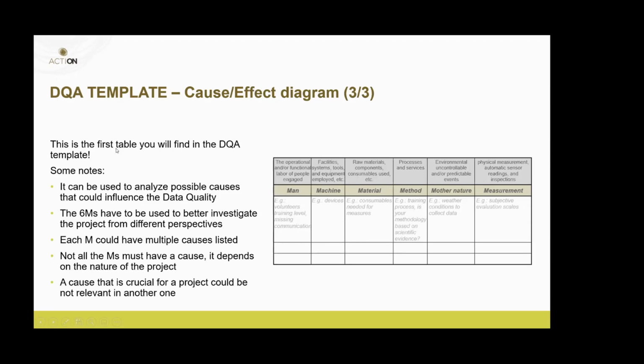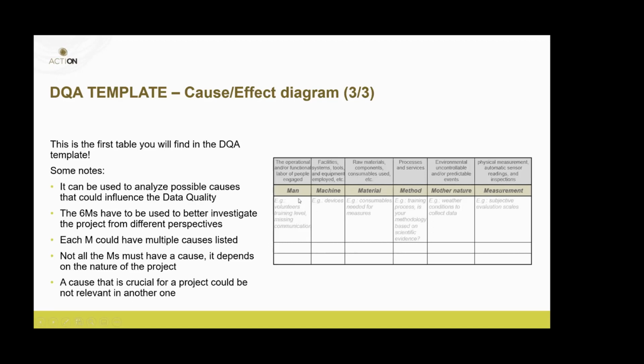I put here some notes. For example, it can be used to analyze the possible causes that could influence the data quality. If you already know all of them, you can skip it. The 6M table is useful to better understand the project from different perspectives. This is the main purpose.